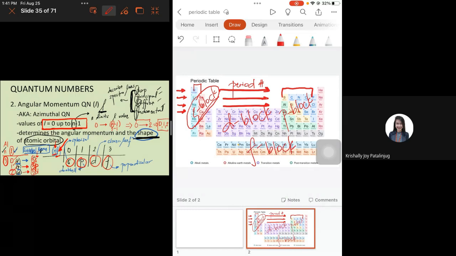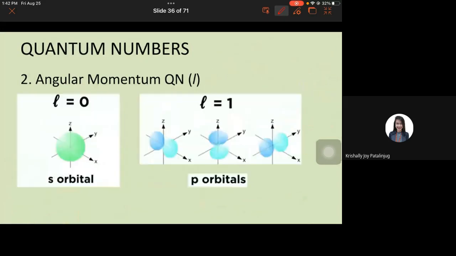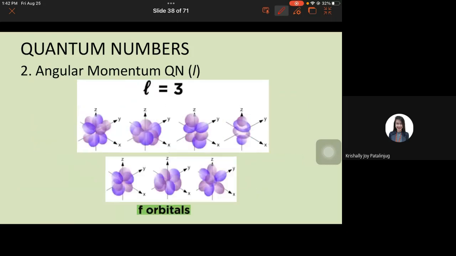So we'll have a separate discussion about electronic configuration, so we can recall this blocking. Just take note of the blocking: the S block, the P block, D block, and F block. So that's it for the second quantum number. Let's proceed with the third one. These are just examples which I provided earlier. If L is 0, S; if L is 1, P; 2, D; and F, L is 3.